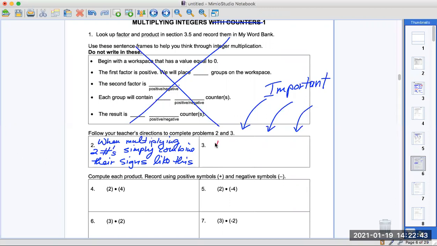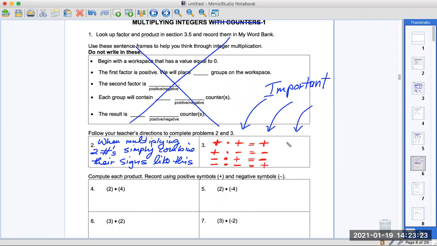I'll make it red. Let's say you're multiplying a positive number times a positive number. The answer is going to be positive. You multiply a positive times a negative number, the answer is negative. You multiply a negative number times a positive number, the answer will be negative. And you multiply a negative number times a negative number, the answer is positive. So notice if you have one negative, the answer is negative. If you have two negatives, the answer is positive.